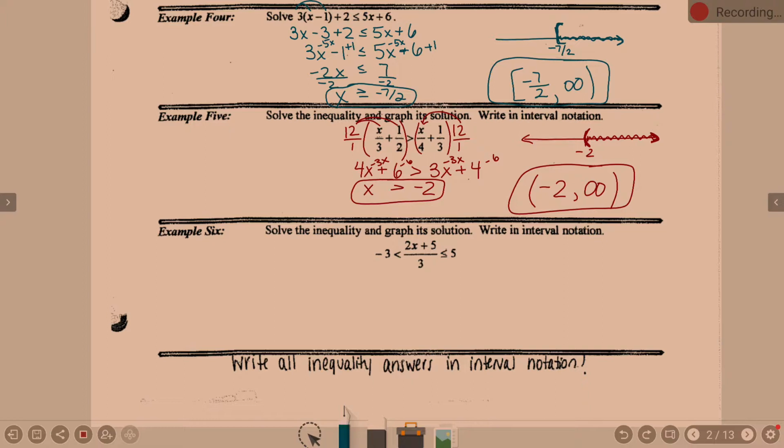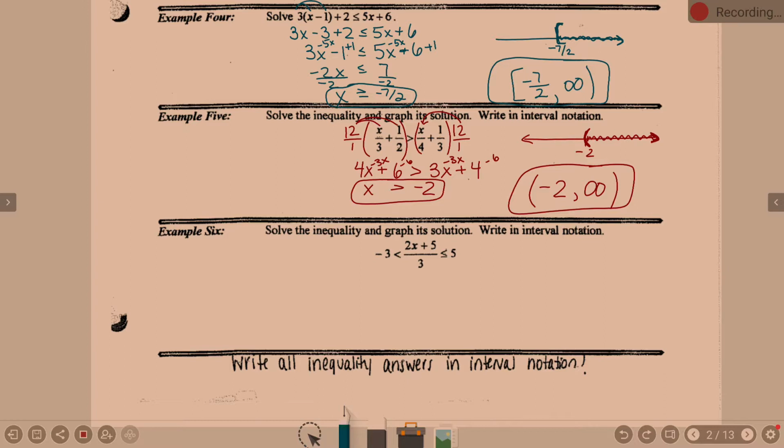Solve the inequality, graph its solution, write interval notation. Okay, what do you notice about this one? There's 3 parts. So instead of whatever we do to the left, we do to the right, now it's whatever you do to the left, you're going to do to the center and the right. Or whatever you do to the center, you're going to do to the center, left, and right. Or however you want to say it. Everything. So what's my goal here?